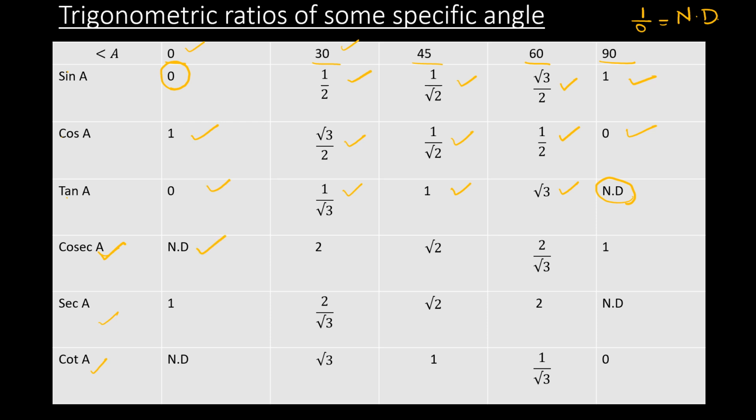Now, cos A is 1. Then what is sec A? The reciprocal of 1 is 1. And cot A, since tan A is 0, cot A will be 1 by 0, that is not defined. Similarly, we will find all the other angles.